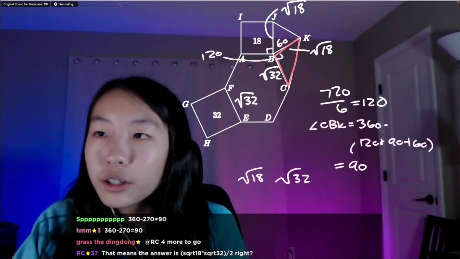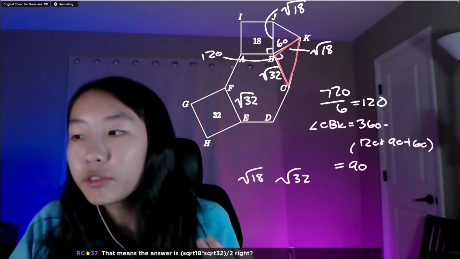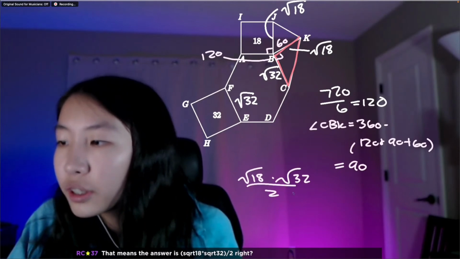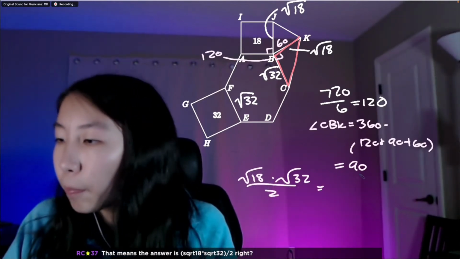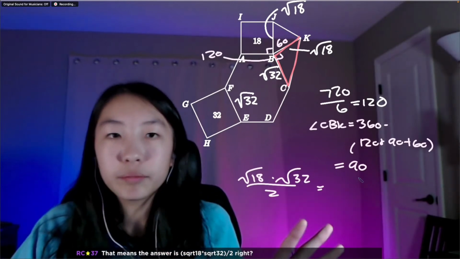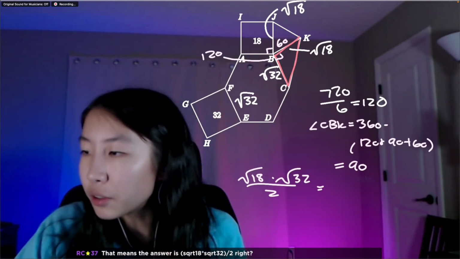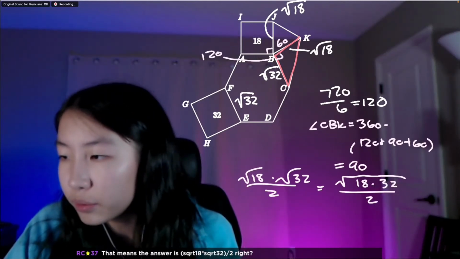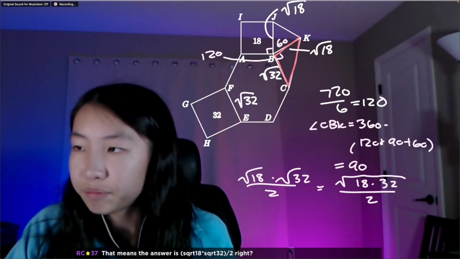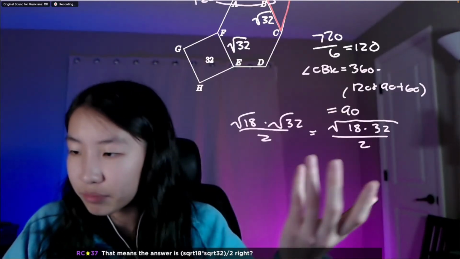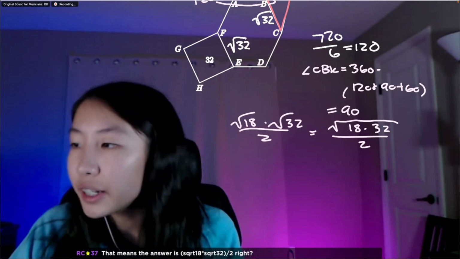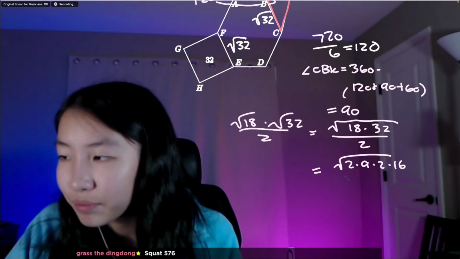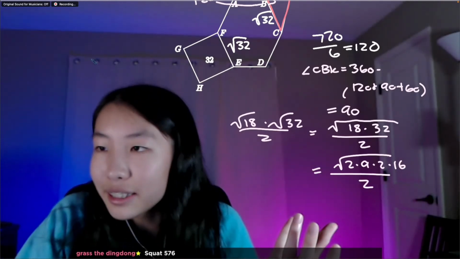Great job, RC. We're going to take those sides, multiply them, divide by 2 as our base times height over 2 area formula. And we notice that they're square roots, but before we take them out, let's put them all under the same square root. So it's going to be 18 times 32 all square rooted over 2. And what's nice about this? Well, 18 is 2 times 9, and 32 is 2 times 16. What do we know about 9 and 16?